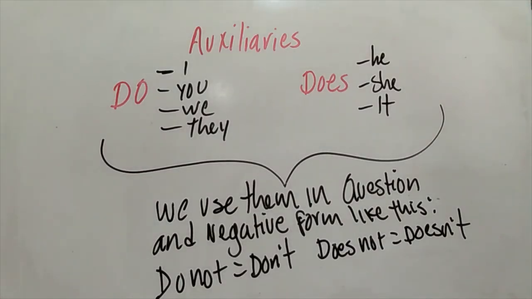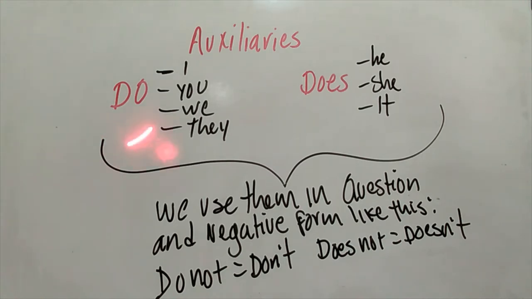Okay, guys, we want to start with the auxiliaries. In this case, we want to present the auxiliaries do and does. Remember that these auxiliaries are for the present tense. We have two different auxiliaries, and we want to divide them like this.